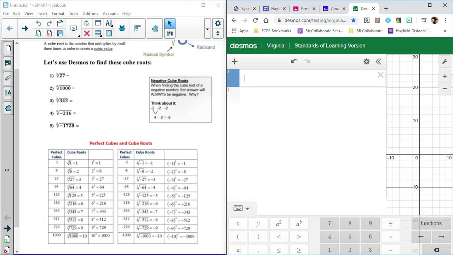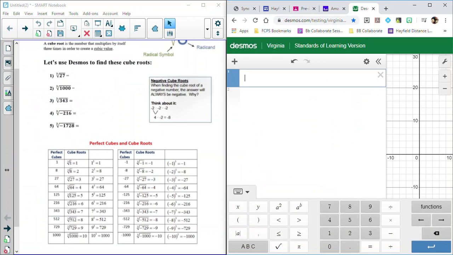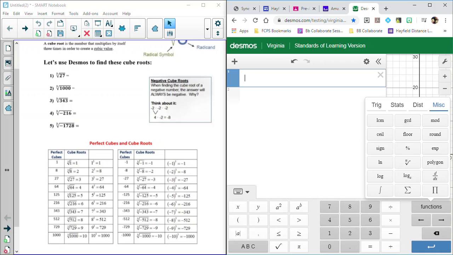So to find our cube root symbol, because we have the regular square root symbol here, but to get a cube root, we have to go over the functions. And then we go over to the miscellaneous. So make sure you tab all the way over to miscellaneous. And then we have this radical symbol in the corner.